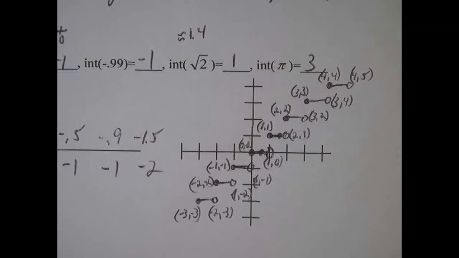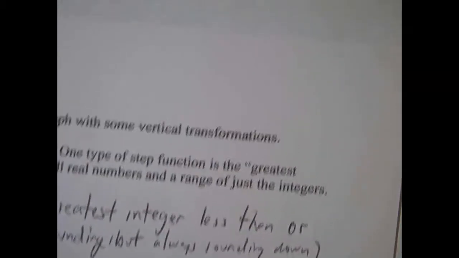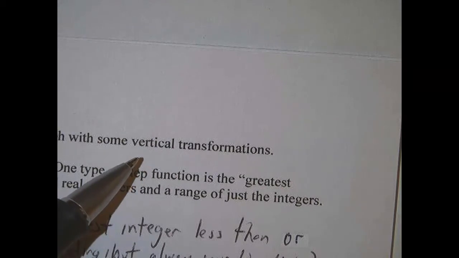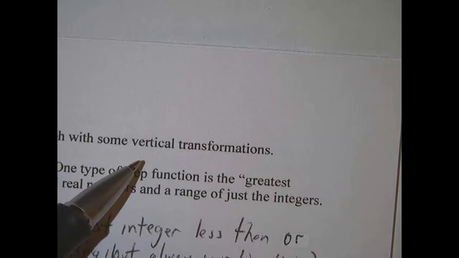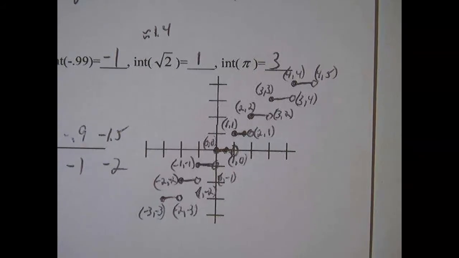Okay, and that's what we're going to focus on today, because we're only focusing on vertical transformation, so nothing horizontal, nothing that impacts the inputs, just impacts the output. So the holes will always be on the right and the points will be on the left.